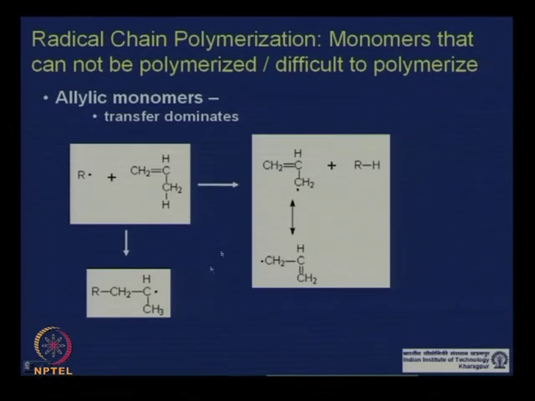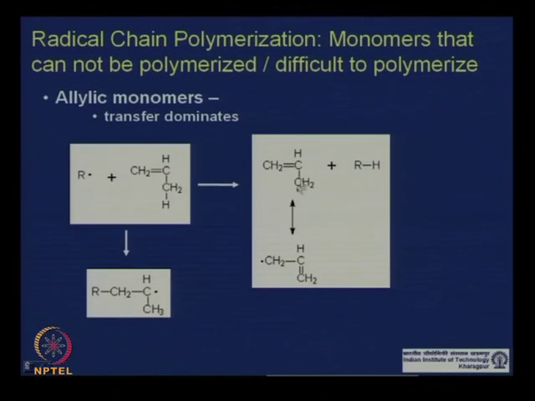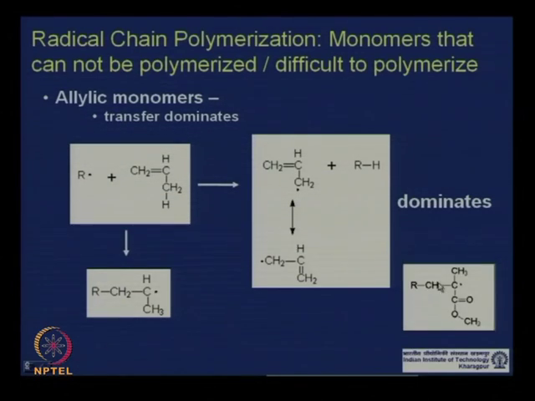But if you compare the other alternative shown here, if this R dot abstracts a hydrogen from a neutral species RH, then you have this radical species generated, which is much more stable than the previous case, because in this case it is stabilized by resonance. So, in most cases this reaction dominates over these reactions. This is one of the cases of transfer. For these reasons, propylene is difficult to polymerize by radical, and this doesn't happen if you have a monomer like methyl methacrylate, where this possibility doesn't arise.